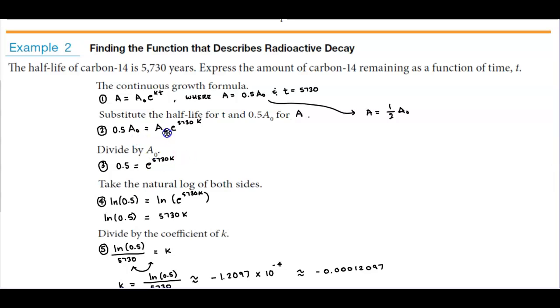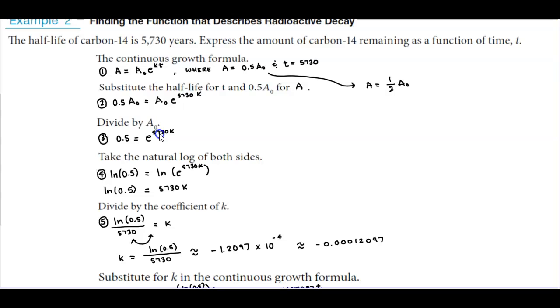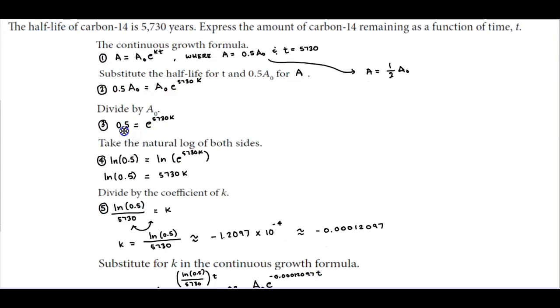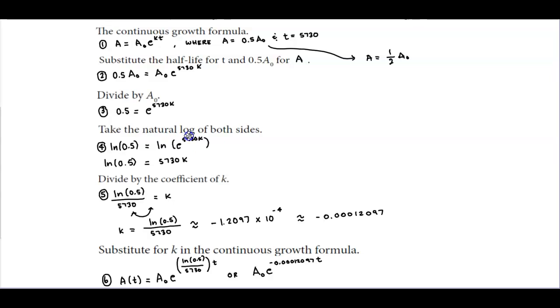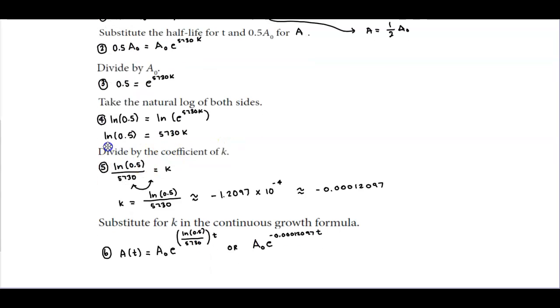Now, if we divide both sides by that original amount, it becomes 1. So therefore, we get 0.5, which is equal to e to the 5,730k. And so we're going to take the natural log of both sides. If we take the natural log of both sides, we end up with the natural log of 0.5, which is equal to 5,730k. And now, in order to solve for k, we can divide both sides by 5,730.